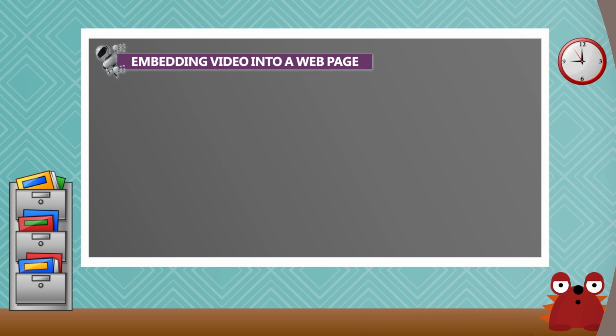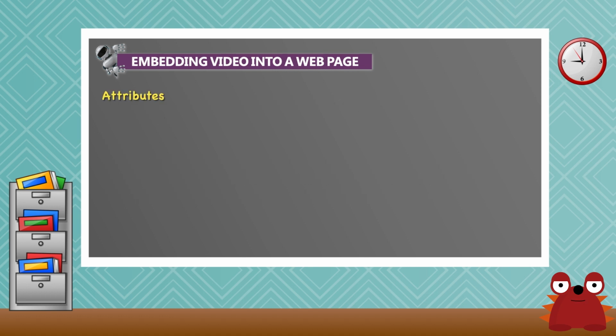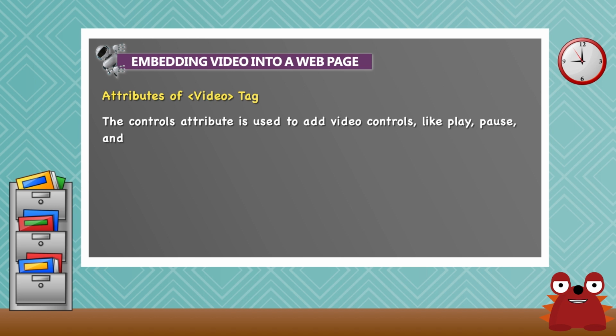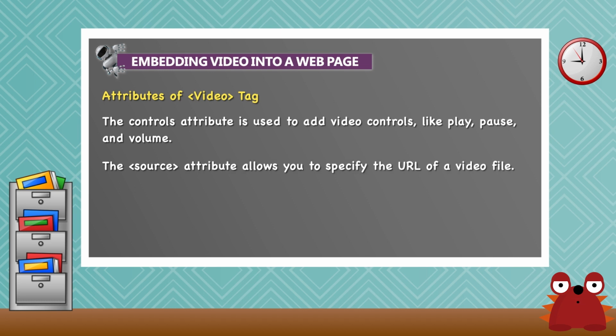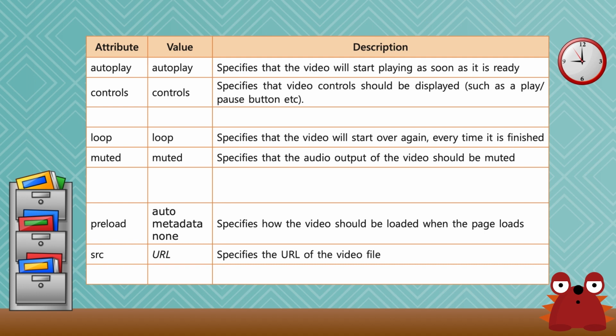Moving on to embedding video into a web page. The HTML video element provides a way to embed video in web pages. Like in this example, the attributes of the video tag are: The controls attribute is used to add video controls like play, pause, and volume. The src attribute allows you to specify the URL of a video file. The text between the video and end video tags will only be displayed if the browser does not support the video tag. The following are similar to the audio attributes except these new ones.